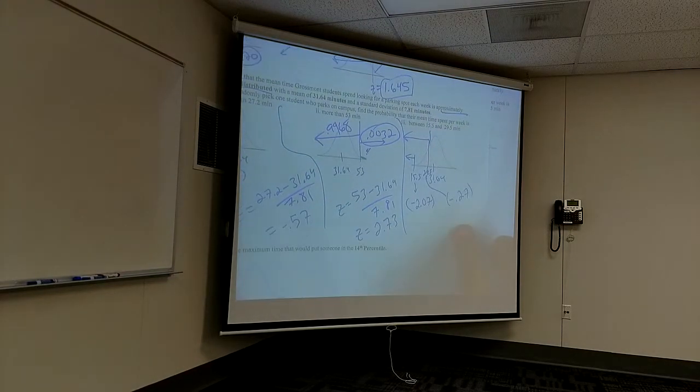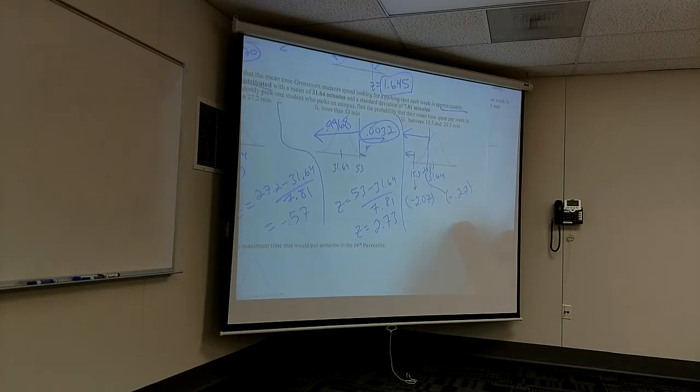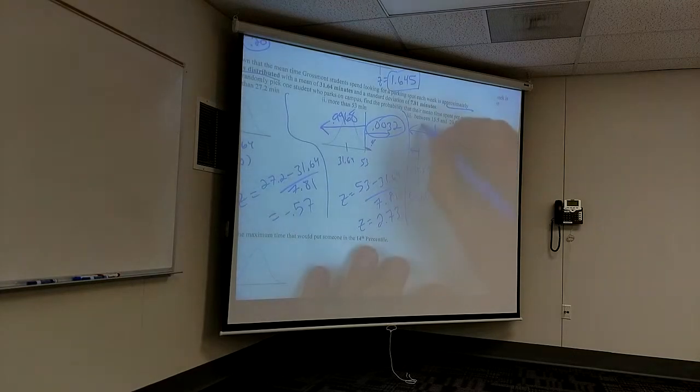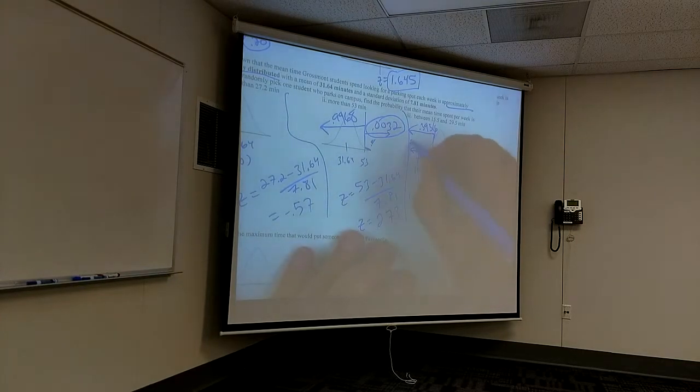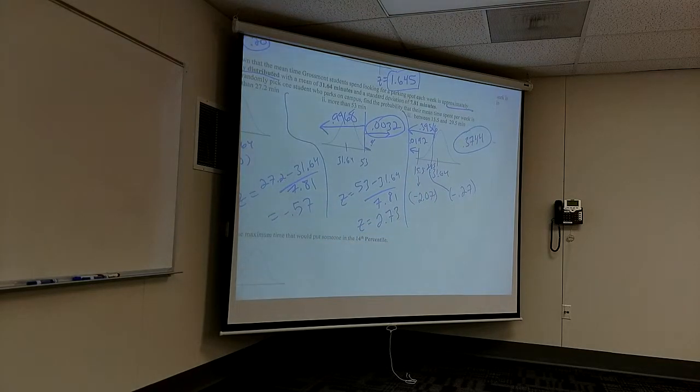So below negative 0.27 is, what did you guys get? 0.3936. 3936, I like it. And below negative 2.07, 0.0192, I like it. And when you subtract those, you get 0.3744. Kick ass. How's everybody doing so far? You guys all right? I mean, the fact that a chart exists makes these problems relatively easy. It's just you got to get used to the process.